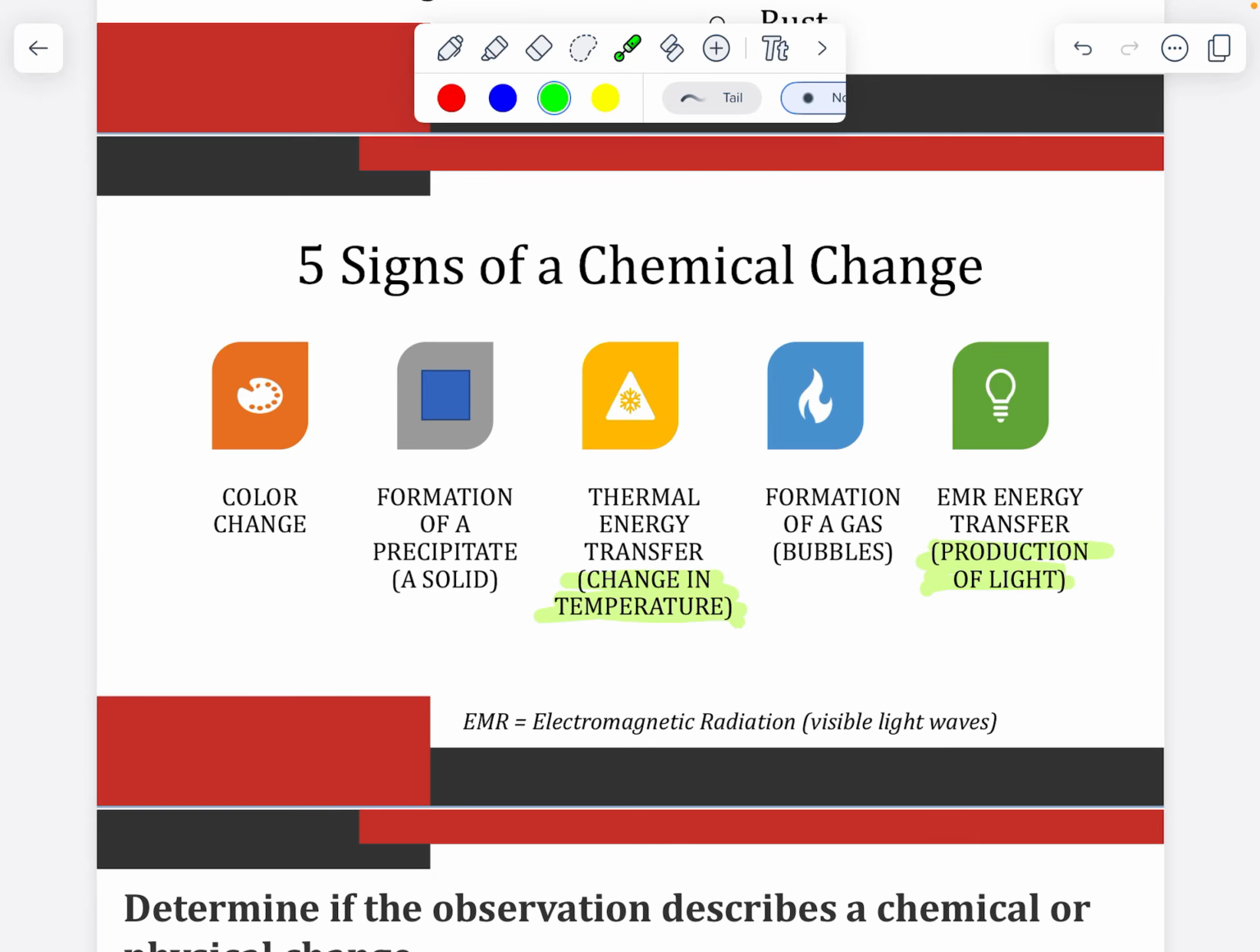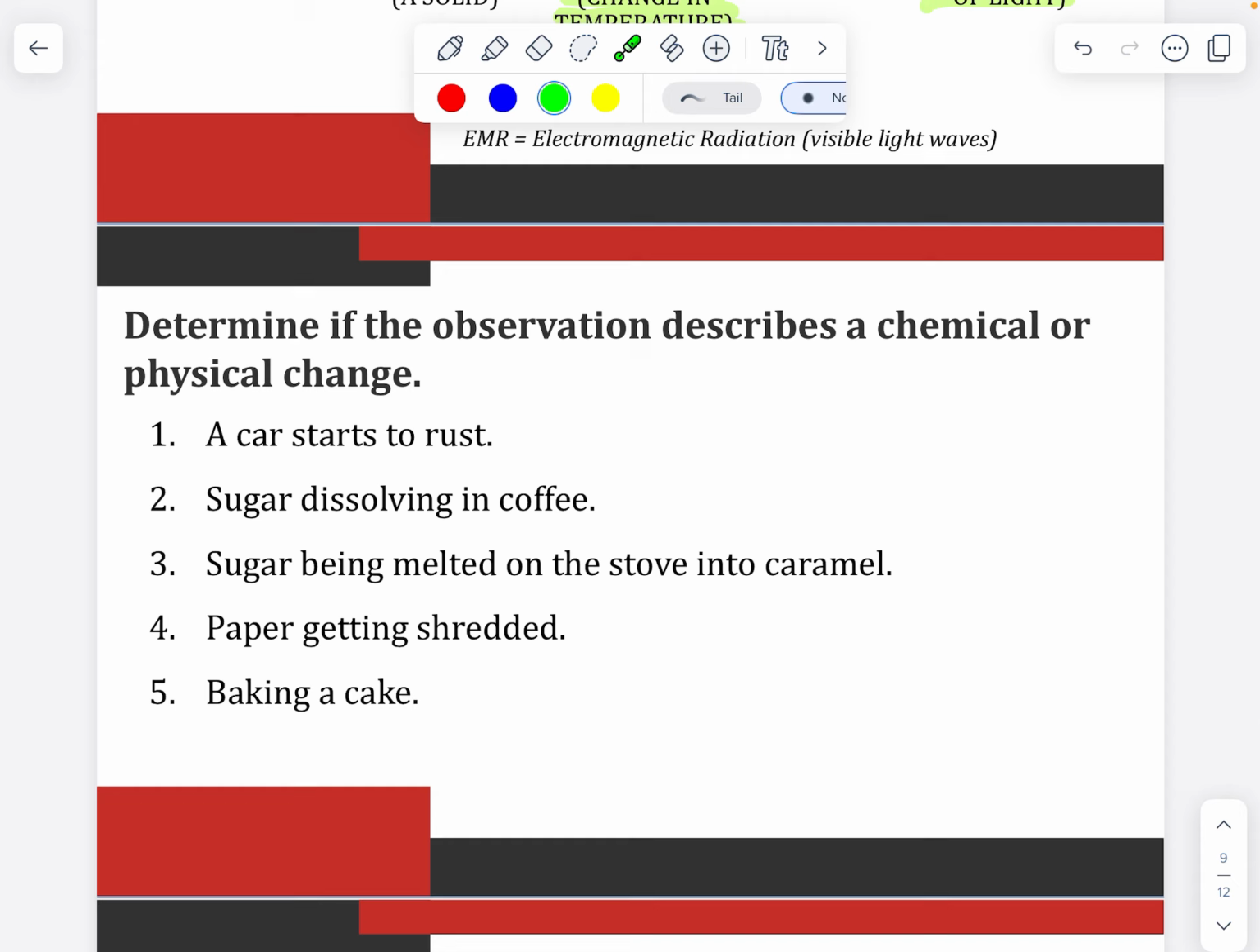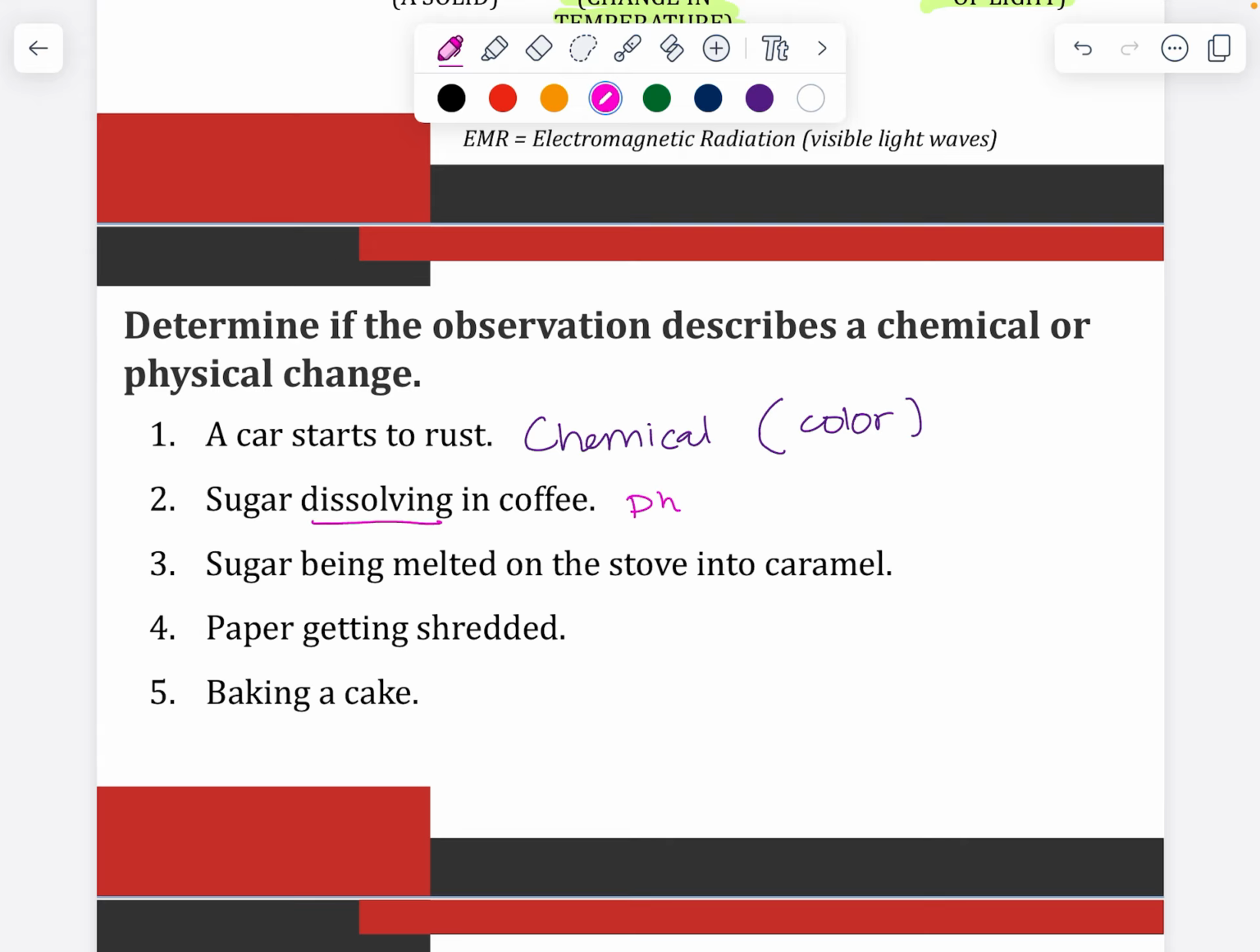All right, so determine if the observation describes a chemical or physical change. A car starts to rust. And again, feel free to pause and then you can come back to this, or you can just go through these. So a car starts to rust. That would be a chemical change because we would observe a color change happening, and that rust has a new chemical makeup. Sugar dissolving in coffee. Dissolving is going to be a physical change. We are going to think of that as that we could evaporate out that coffee and the sugar would be left.